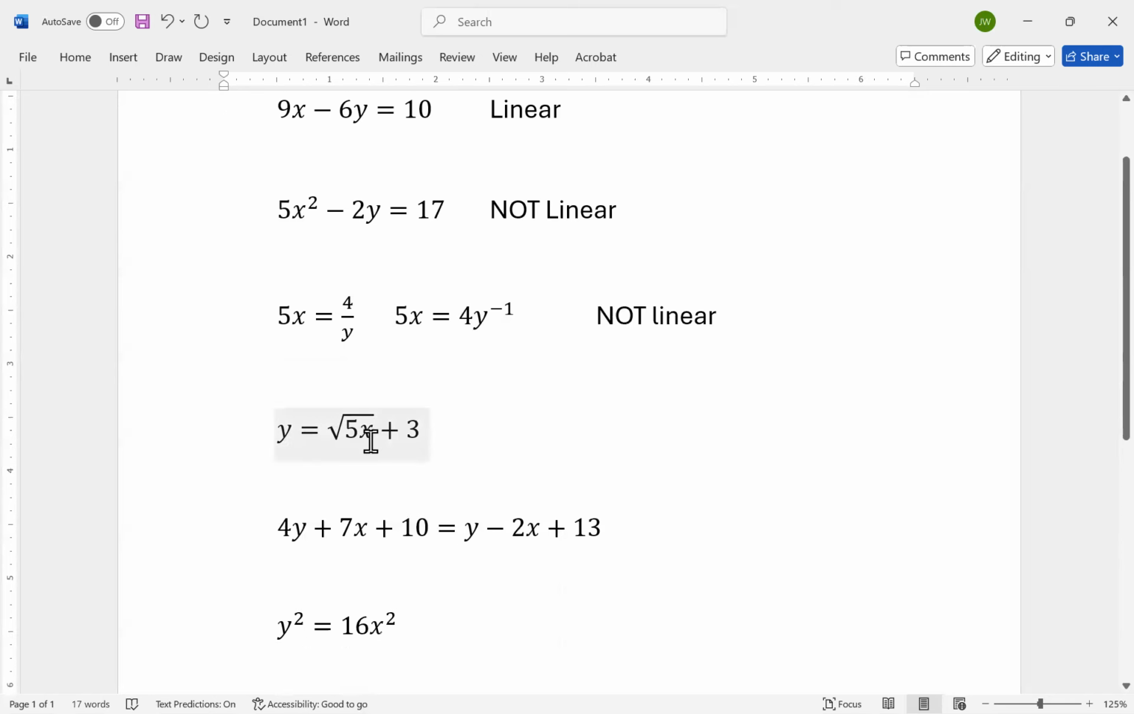This one is not linear because this x is underneath a square root. And again, if I rewrote this, I could write this as y is equal to the square root of 5, and then I could pull x out and raise it to the 1/2 power, or to the 0.5 power, and then plus 3. So if I wrote it outside of the square root, that would be x to the 0.5, and therefore this equation is not linear.